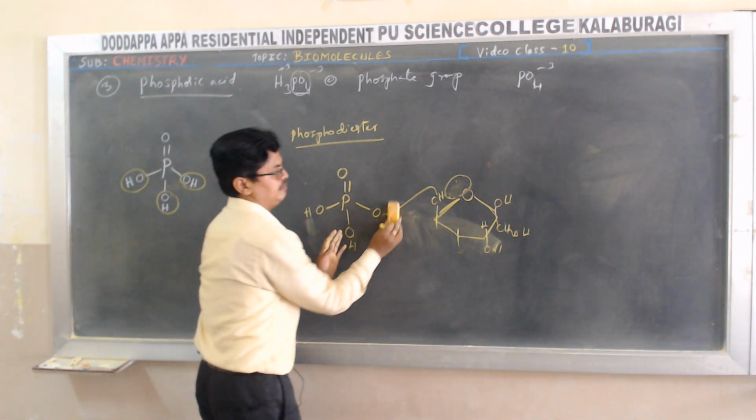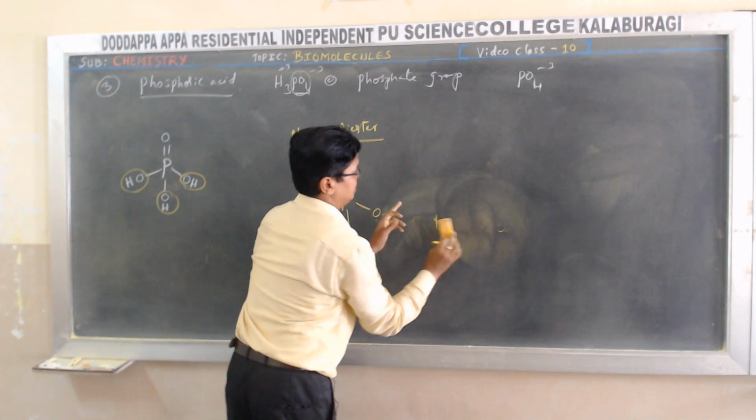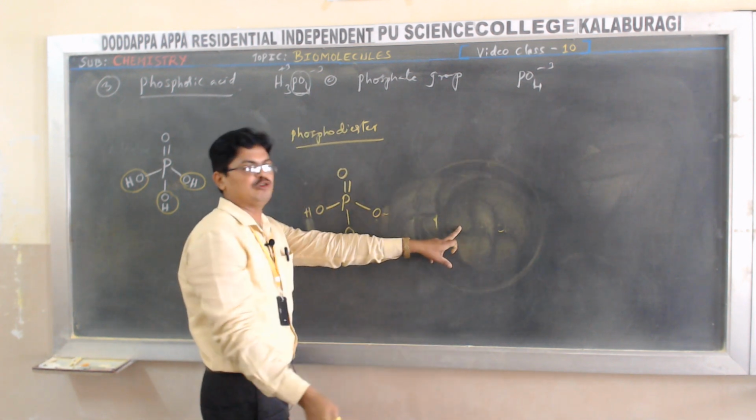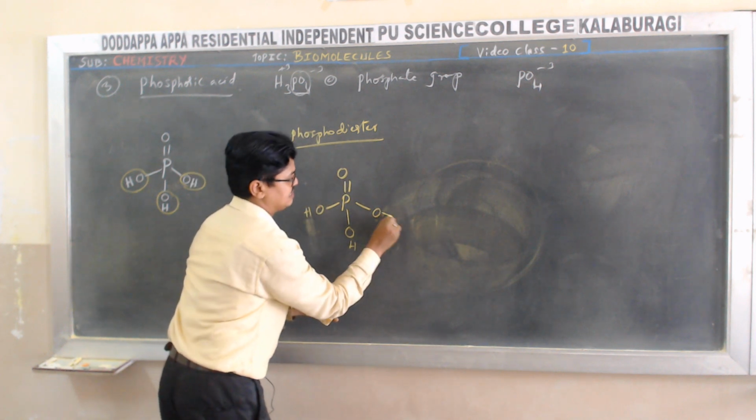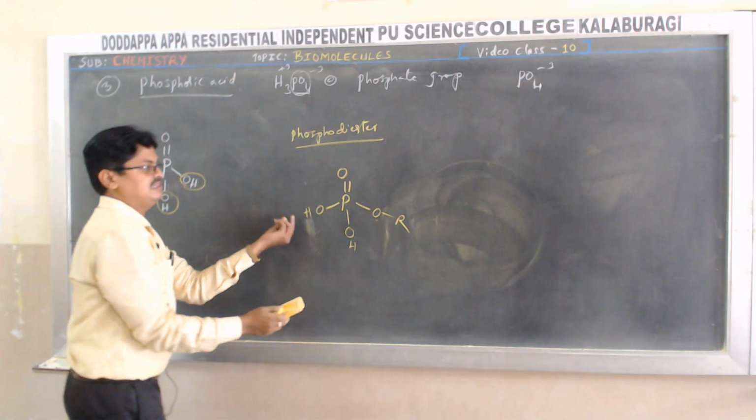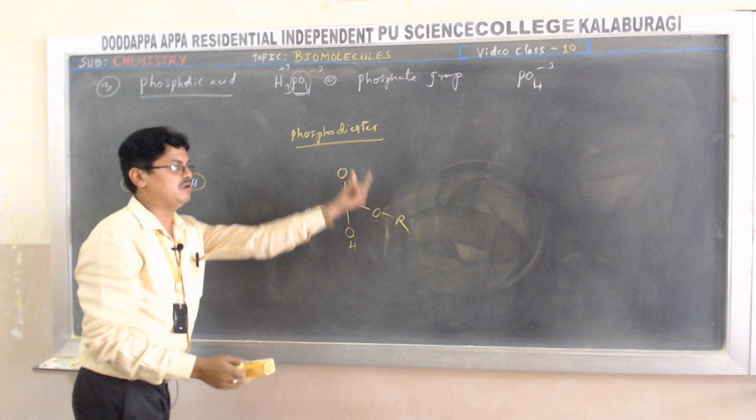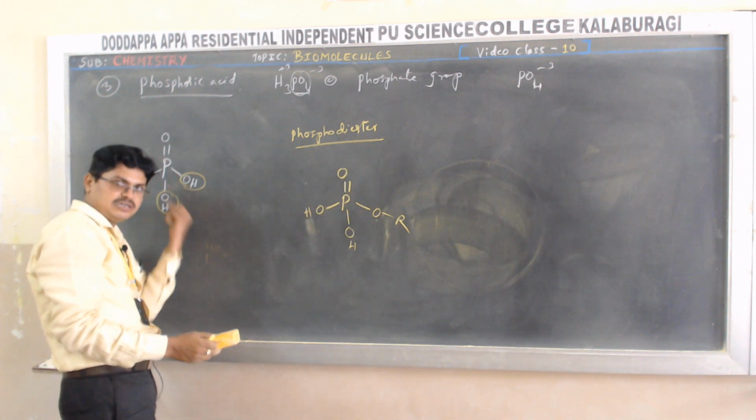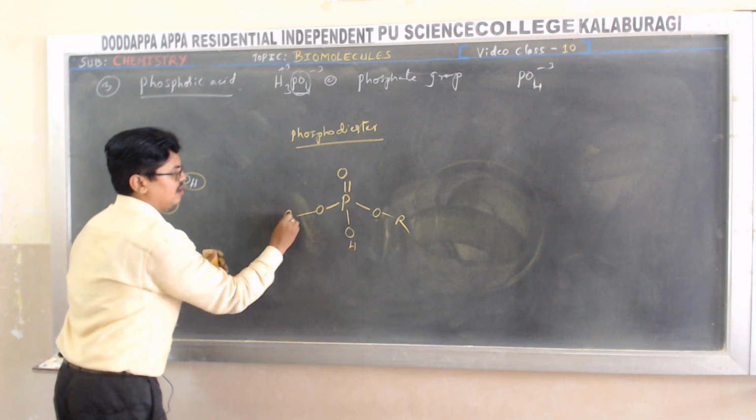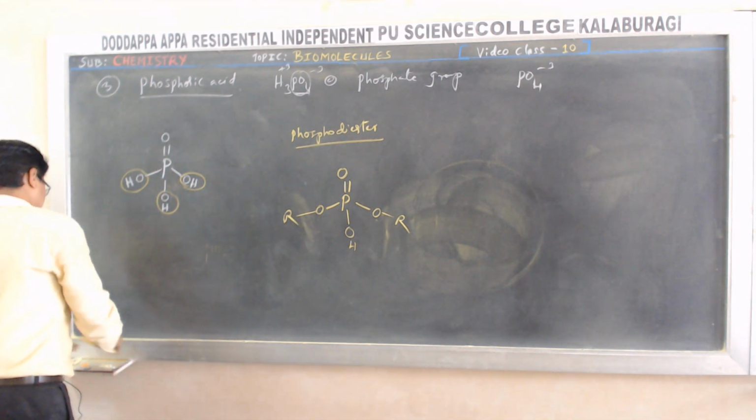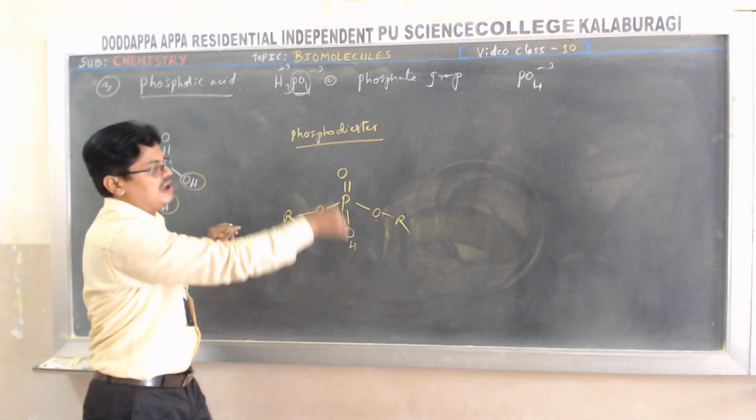But now let me consider this entire group as an R group. So hence let me write it as R. Similarly, this side also, OH of this phosphoric acid and OH of another sugar eliminate a water molecule. So let me show here R. So this is the structure of phosphodiester.